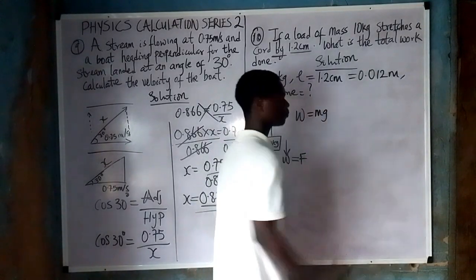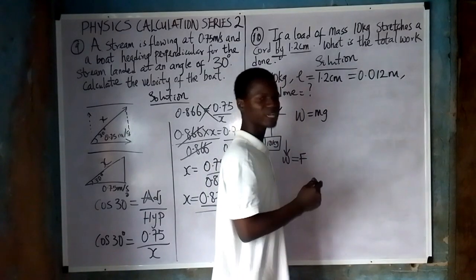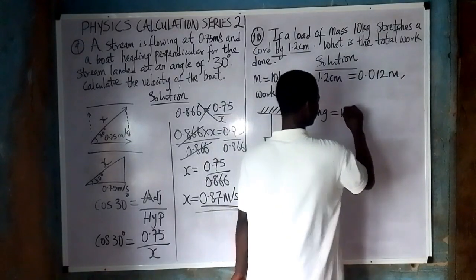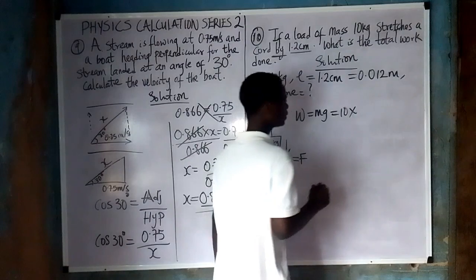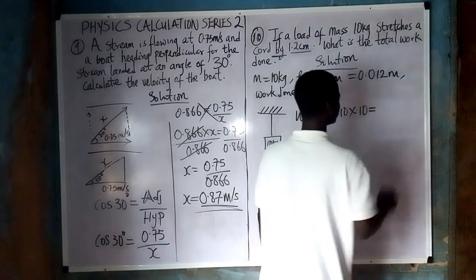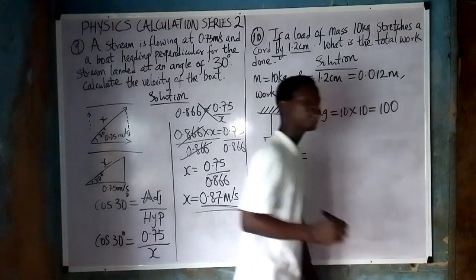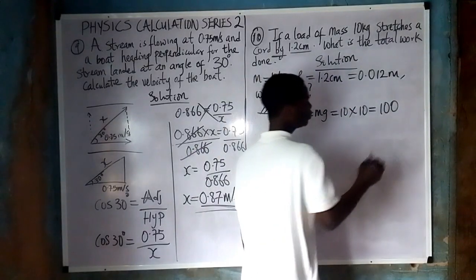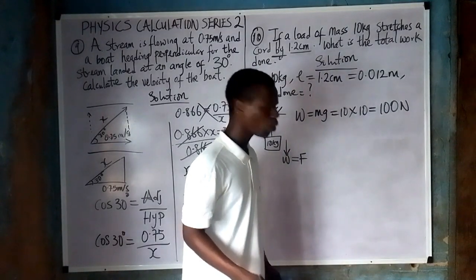Is it not? Now ask yourself this very question. How do we get our weight now from here? Do we have our mass? Our mass was given to be 10 kg. And gravity, like we know, is approximately 10. So 10 times 10. What does that give us? 100. Now, what should be the unit? We know that weight is a form of force. So the unit for weight should also be Newton.